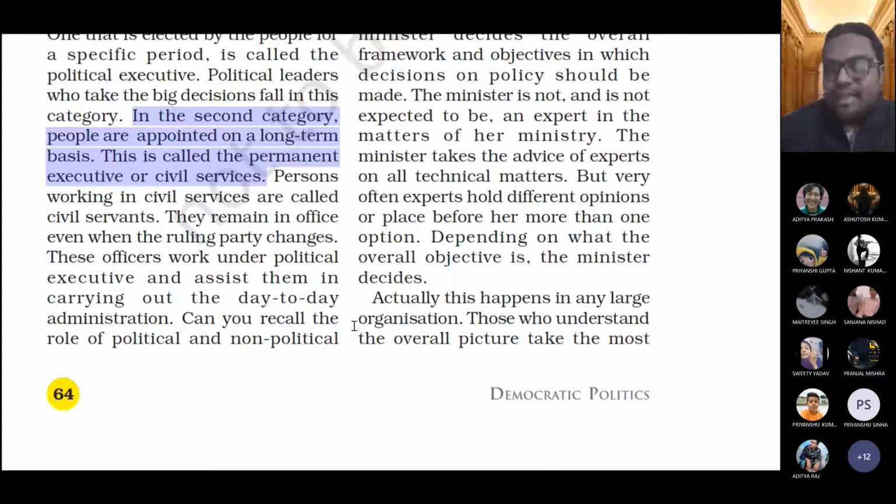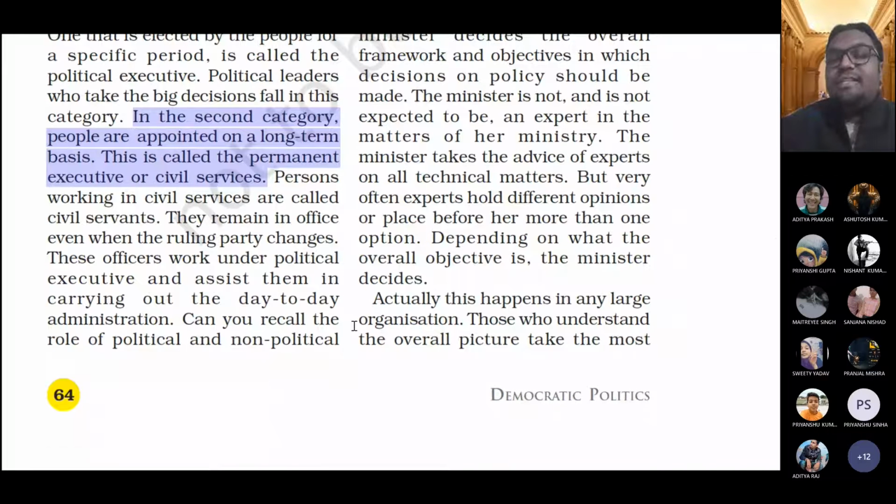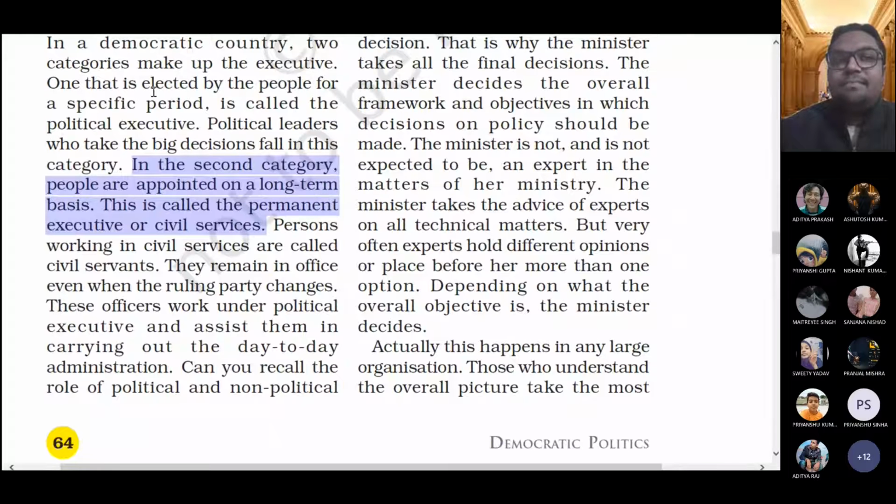So, civil servants or civil services are the permanent executive. Ministers are not appointed, they are elected. So you can see the basic difference here. Political executives are elected, permanent executives are appointed. What is the difference? Elected means political executives are chosen by the people. Appointed means civil servants are not elected by the people. They are appointed through an entire process of civil service examinations, training, etc. So there is a difference between the two.